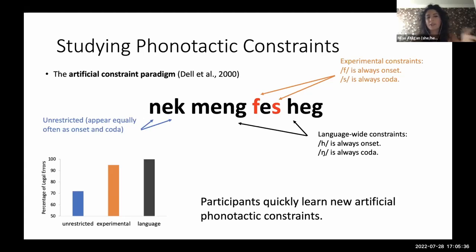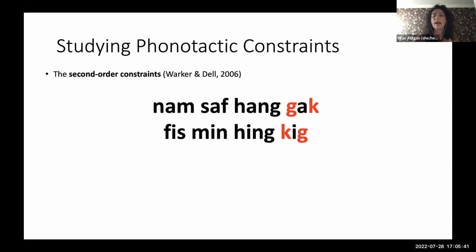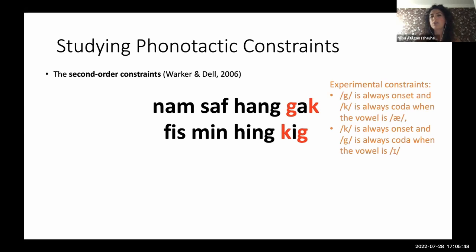After these strong and beautiful results, they wanted to look at second order constraints. What I mean by second order constraints is that, again, specific letters have specific positions in a syllable, but this time contingent on a vowel. For example, G is always onset and K is always coda when the vowel is A, and the other way around when the vowel is E. These sequences were presented to the participants one after another, alternating between the vowels within the same experimental session. So it's a little bit more complex, or confusing, you might say. But the rest of the experimental session was similar.